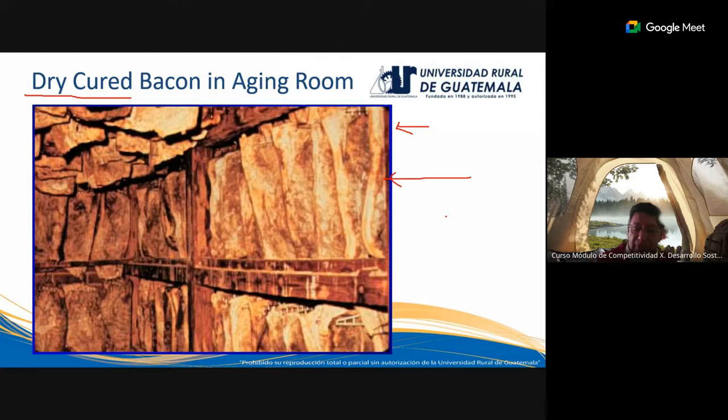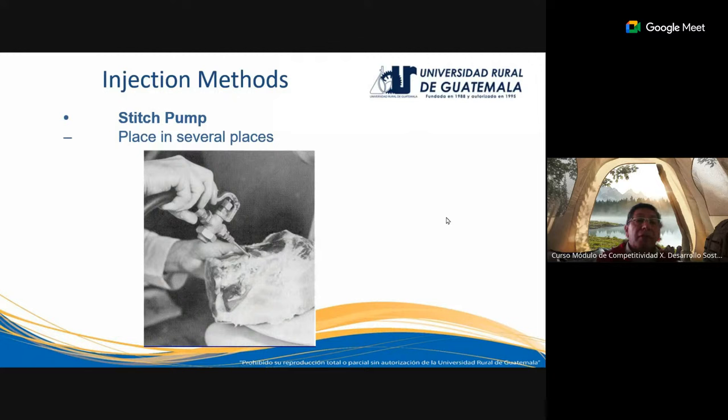Let's continue. There are another methods like the one we have here, that is the injection method. And for this, they use a stitch pump. And with this machine, you can place in several places of the meat to cure and inject the previous ingredients that we saw before, like the salt or sugar or nitrates or ascorbates or phosphates and everything that you have here in the previous slides of the presentation. So I think this is a good document to keep if you need to create products like this we saw here.